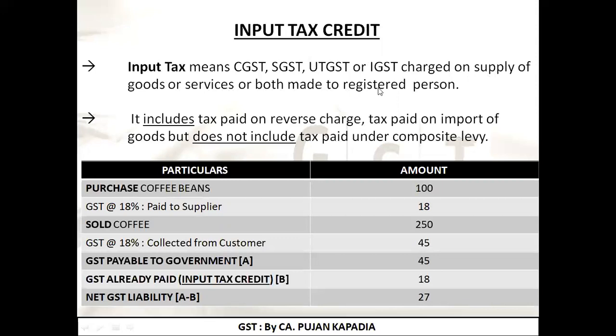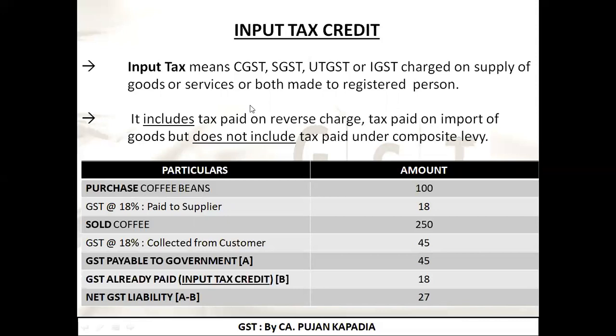So whenever I am charging any kind of this tax for any goods or services or both, when such supply is made to a registered person, then this tax is known as input tax. Let's study further. It includes tax paid on reverse charge basis. I have just explained RCM, reverse charge mechanism, under which the receiver is paying the tax. So the tax being paid by the receiver under RCM is included in the definition of input tax.